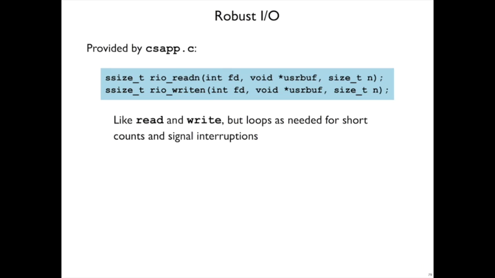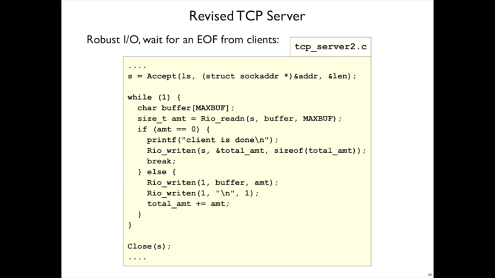So to avoid these problems, the textbook provides wrappers for read and write called robust I/O. These variants are just like read and write, but they loop as needed to get or write as many bytes as you said it should send, unless an end of file is hit. So if an end of file is hit, then they'll return short counts. Actually, end of file is only relevant for read; otherwise it'll keep going trying to get as many bytes or send as many bytes as you request.